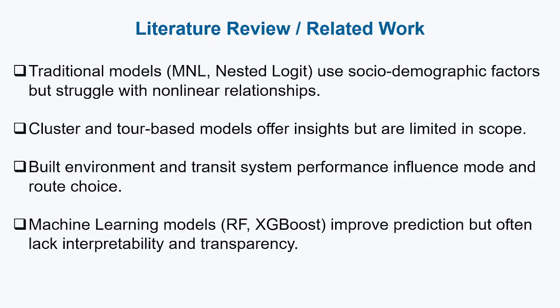Traditional models such as multinomial logit and nested logit use socio-demographic factors but struggle with nonlinear relationships. Cluster and tour-based models offer insights but are limited in scope. Built environment and transit system performance influence mode and route choice. Machine learning models such as random forest and extreme gradient boosting improve prediction but often lack interpretability and transparency.